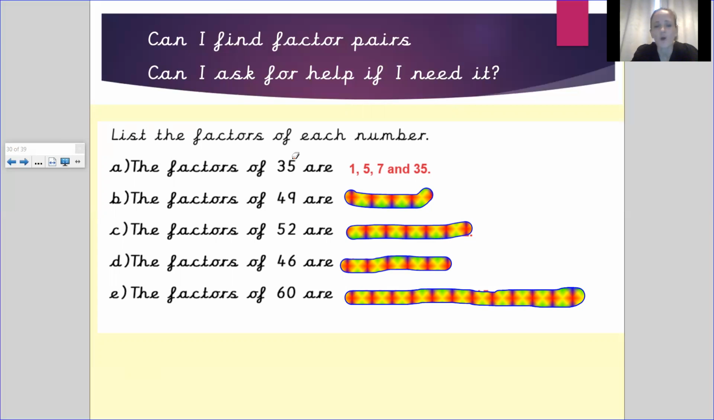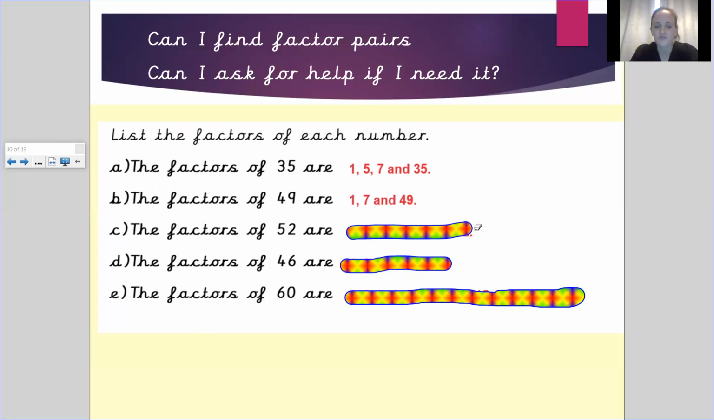The factors of 49 are as follows. 1, 7, and 49. Because 1 times 49 is 49. And then the only other factor we have is 7, because 7 times by 7 is 49. There is no other number that you can times 7 by. So I don't need to write 7 twice. I only have to write it once because it is the factor. You times 7 by itself and you get 49.